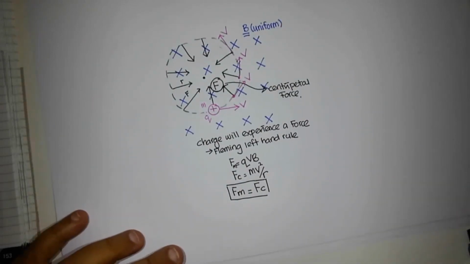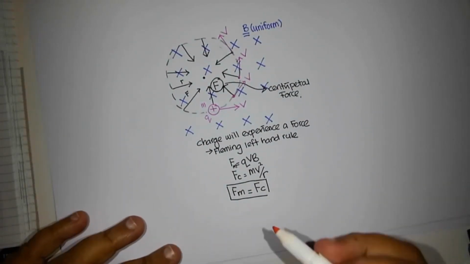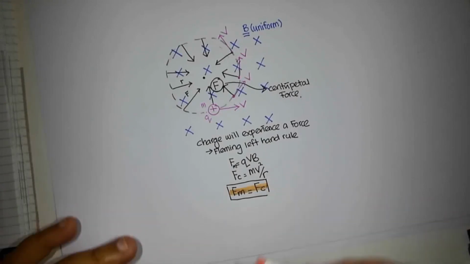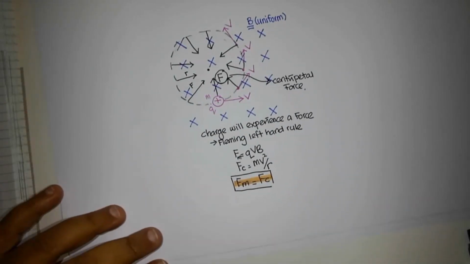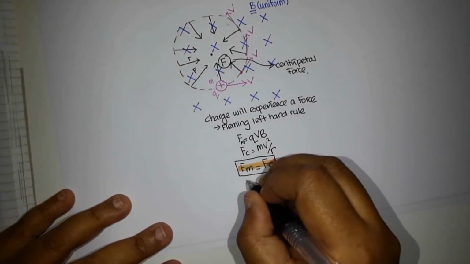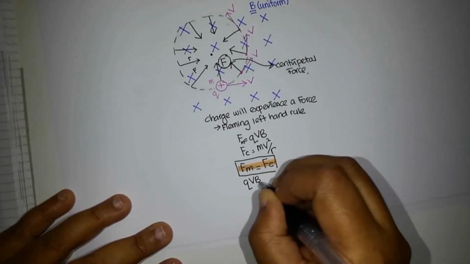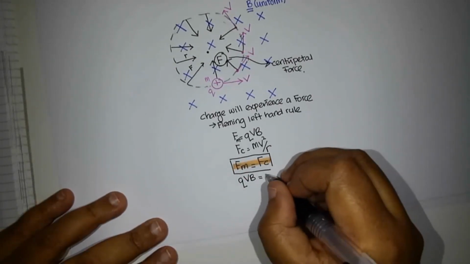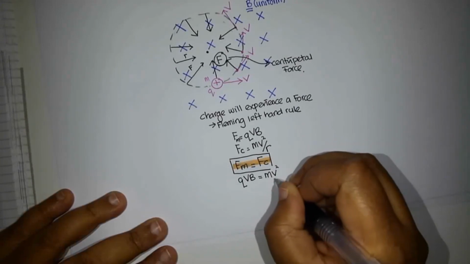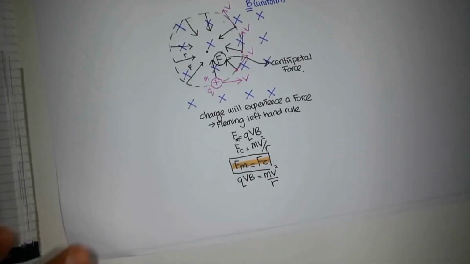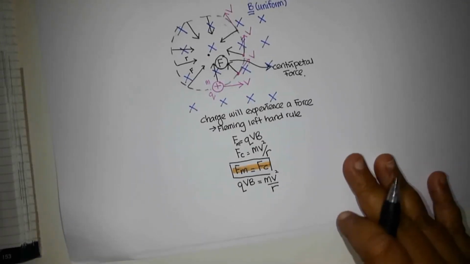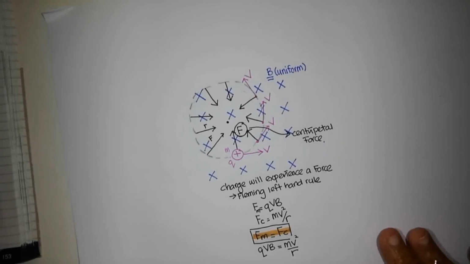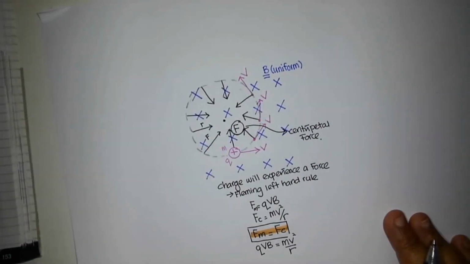Okay, important: the magnetic force is the centripetal force. And what is the magnetic force? It is qvB. And what is the centripetal force? It is mv squared over r. Then from here you can find whatever quantity you want to find, or analyze any quantity you want.